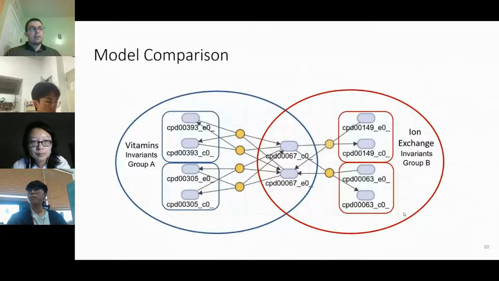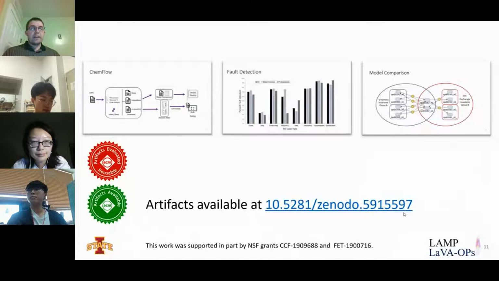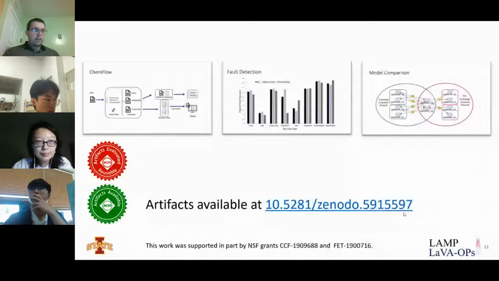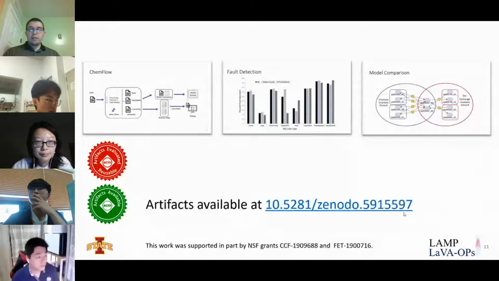In summary, we have presented ChemFlow, an invariant inference generation tool that allows us to do fault detection on chemical reaction networks and investigate model quality issues in natural molecular programs. We do have artifacts available online, and thank you.